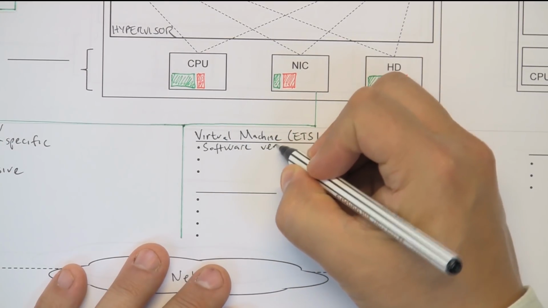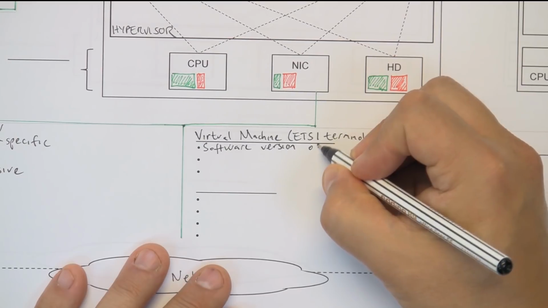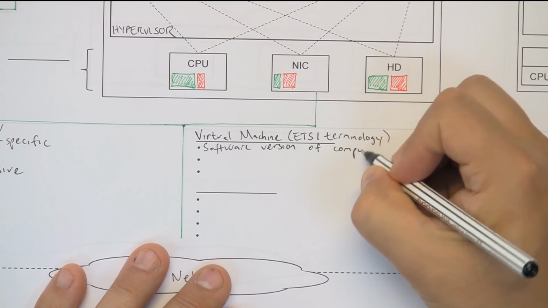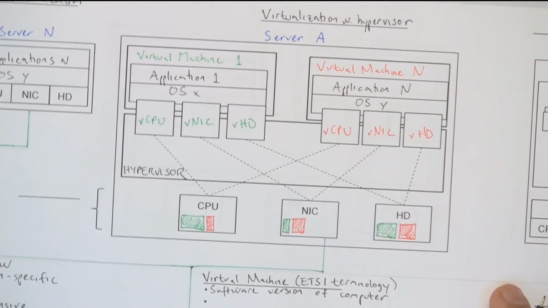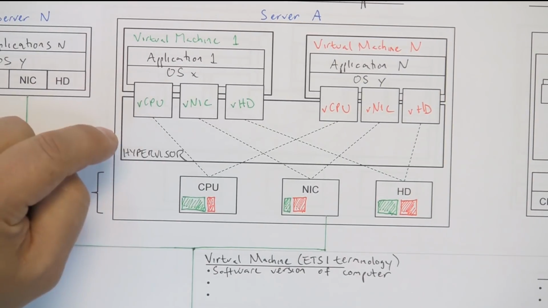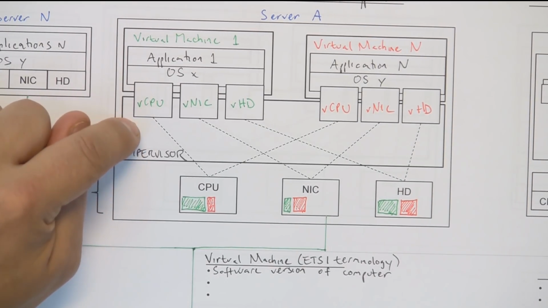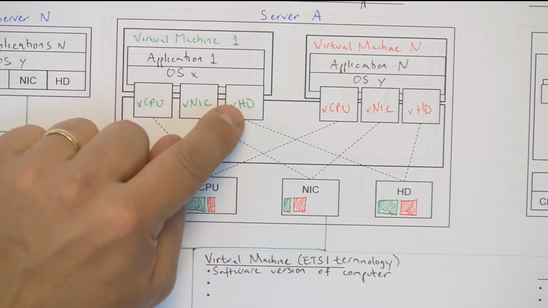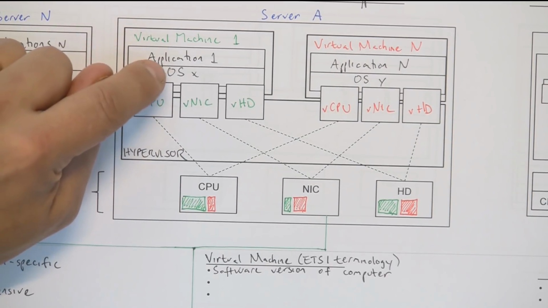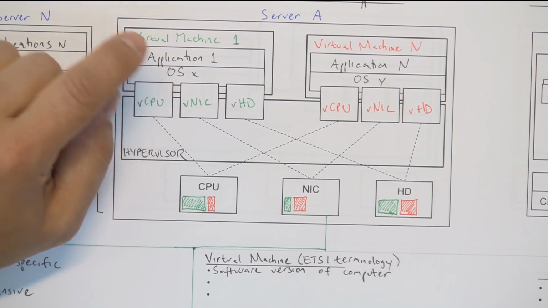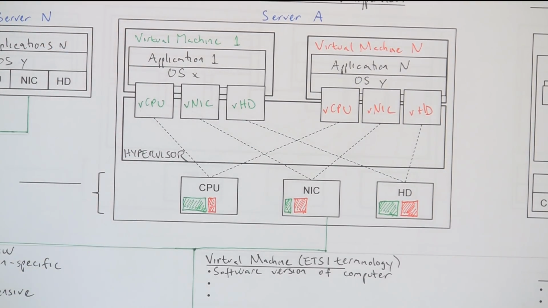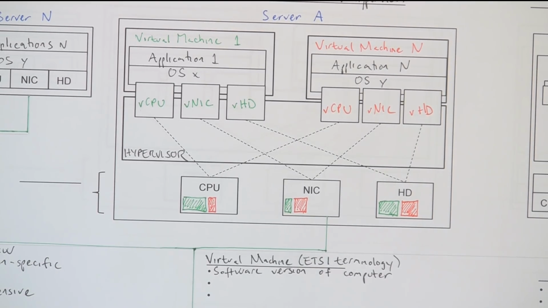Software version of computer. Because up here, the reason why we say that is that up here, the hypervisor and vCPU, vNIC, and vHard drive, that's all software. The virtual machine up here, the OS and these applications, they believe it's a real physical computer that you can sort of lift from the floor and drop on your toes. But it's not. It's the software equivalent of that.